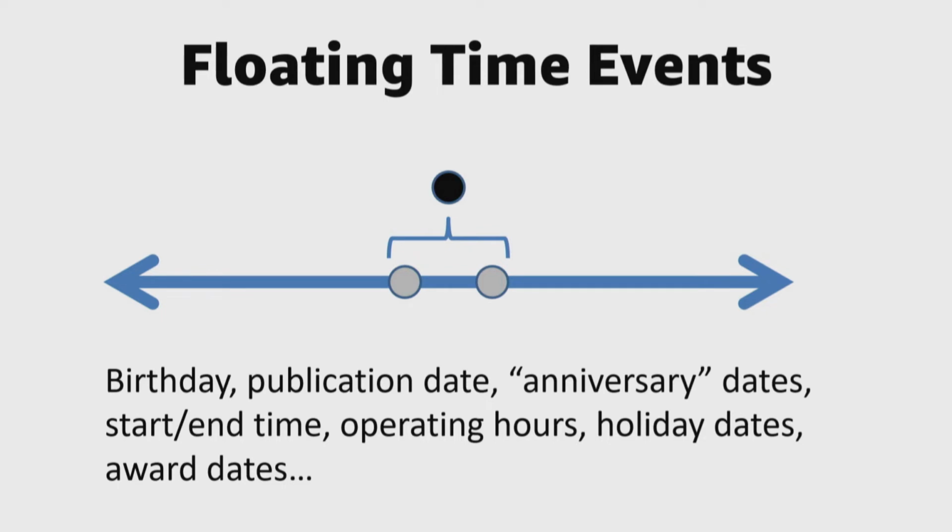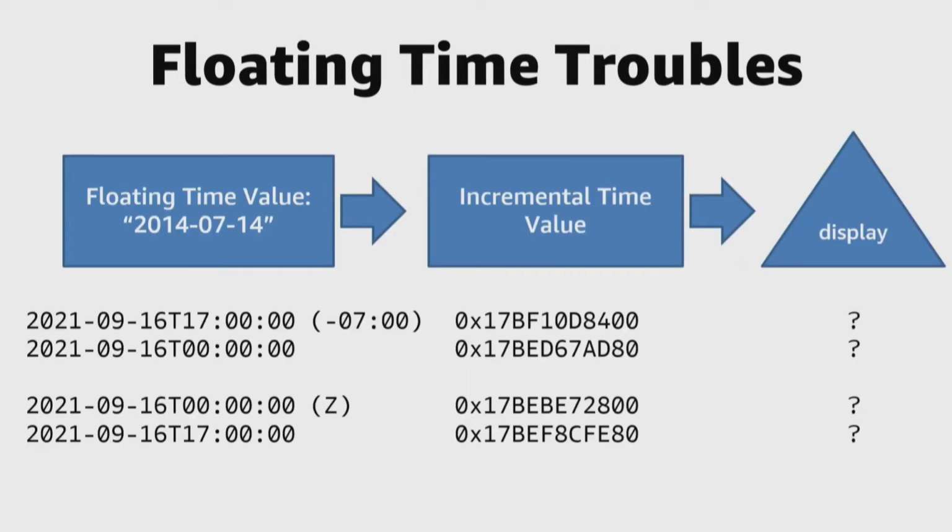And then you have floating time values. And I mentioned those before. You have to identify that these are different from your regular time values because you have to handle them differently. If you don't, you get into this kind of problem. On the left, you see some floating time values, and then I've associated an offset.